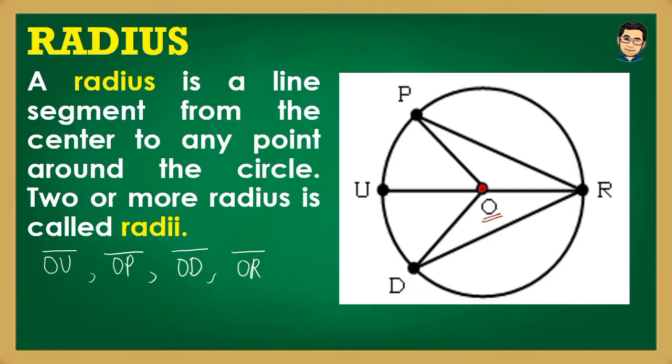And then, ito pong mga ito, tsaka ito, hindi po yan radius ng circle. Okay, it's because yung endpoints ng given na yan, yung nakikita nyong guhit na yan, wala po dyan yung isang endpoint niya nasa center. Okay, so dapat po yung isang endpoint nasa center. So yung OU, OP, OD, OR radii of the given circle O.